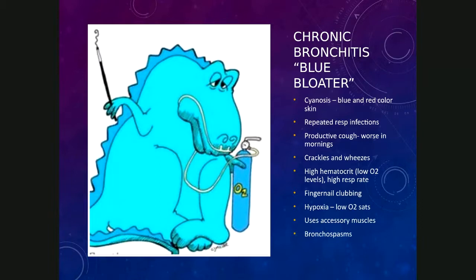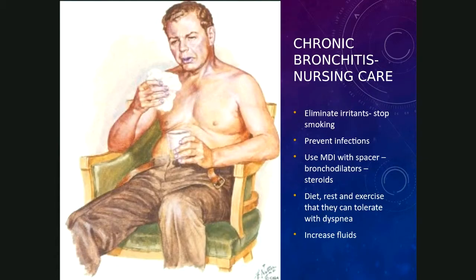They're constantly coughing. It's specifically worse in the morning. You'll hear crackles and wheezing. They have a high hematocrit, which means low O2 levels, and they have a high respiratory rate. They have clubbing of the fingernails, and they have hypoxia, again, low O2 sats. They're using their accessory muscles, and they have bronchospasms. Okay. And then you have nursing care.